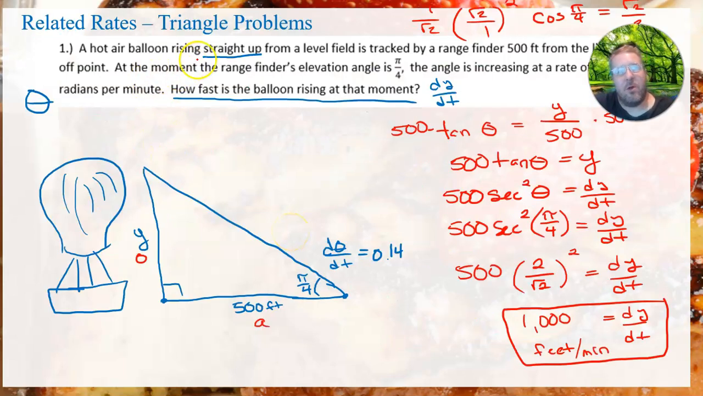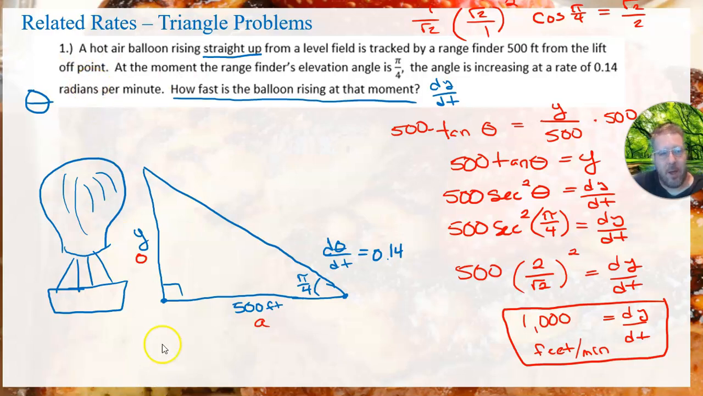Triangle problems. A hot air balloon rising straight up from a level field is tracked by a rangefinder, and from the lift-off point, now we're assuming, a small assumption here, is that the balloon is going straight up. We're assuming that it's a 90-degree angle. Oh, it does say straight up. Never mind, it's in the question. At the moment, the rangefinder's elevation angle is pi/4, so 45 degrees. The angle is increasing at a rate of 0.14 radians per minute. How fast is the balloon rising at that moment?